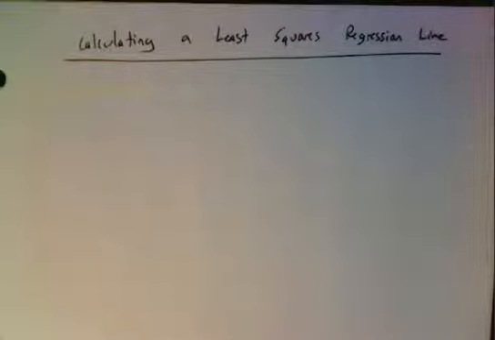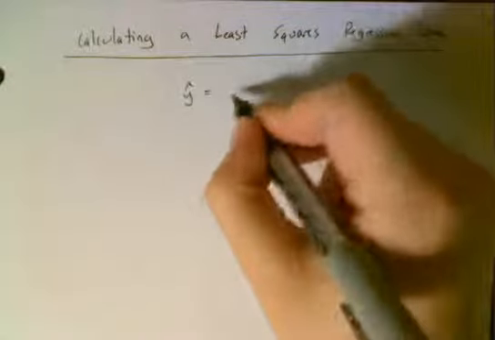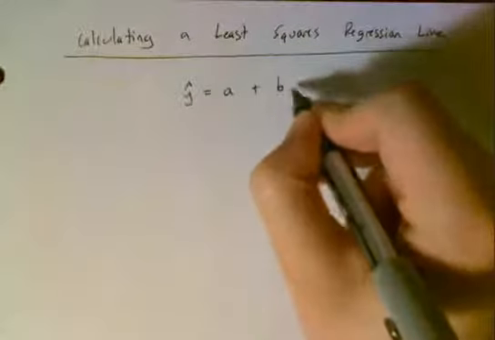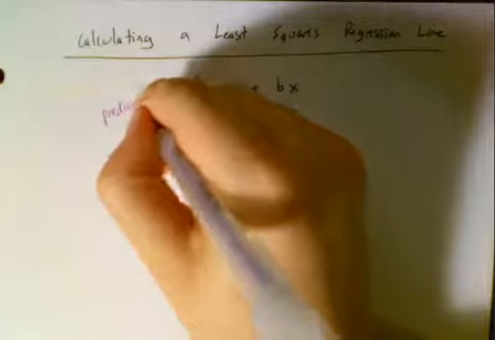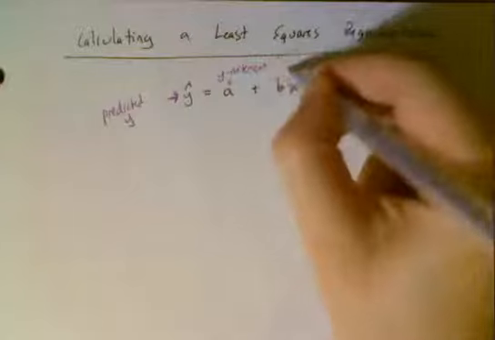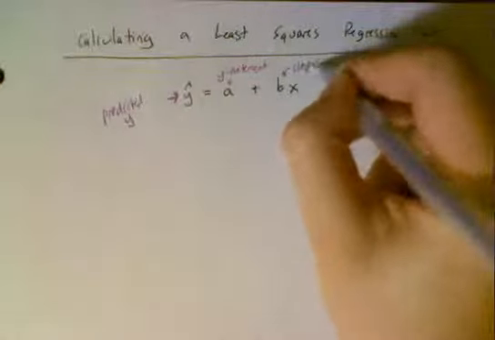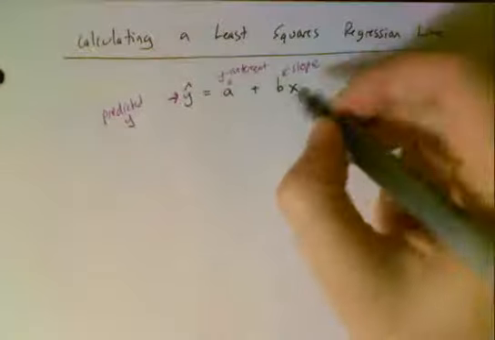Calculating the least squares regression line isn't difficult, it just requires a lot of computations. So the equation of the line is always going to be this. Predicted y is going to be a plus bx. And again, this is predicted y, this is the y-intercept. This is the slope. Here's the formula for b.